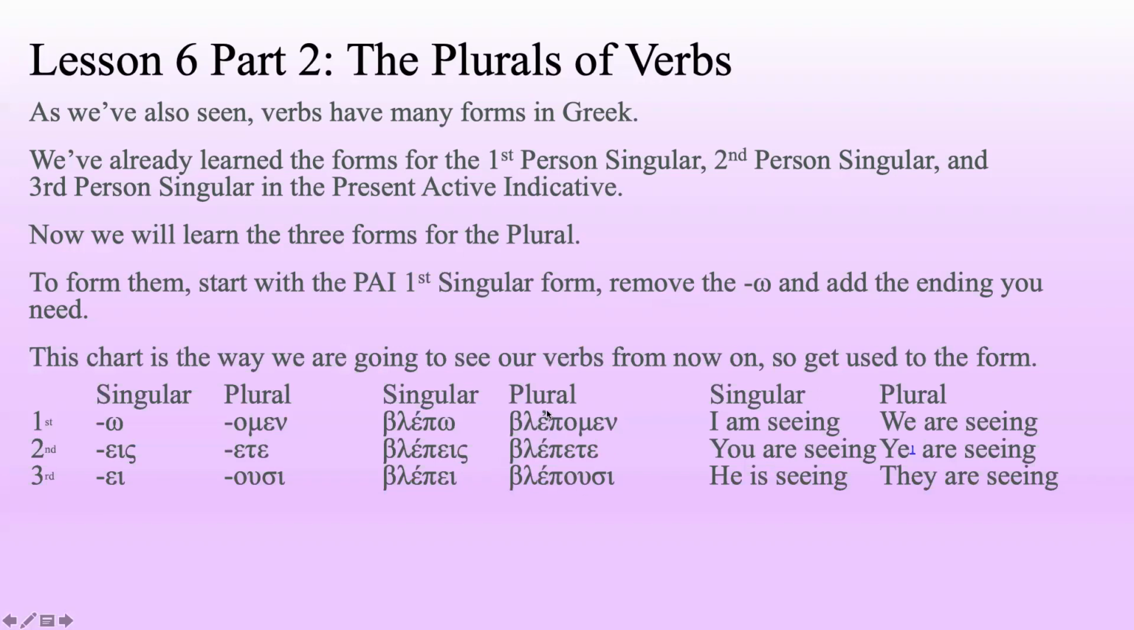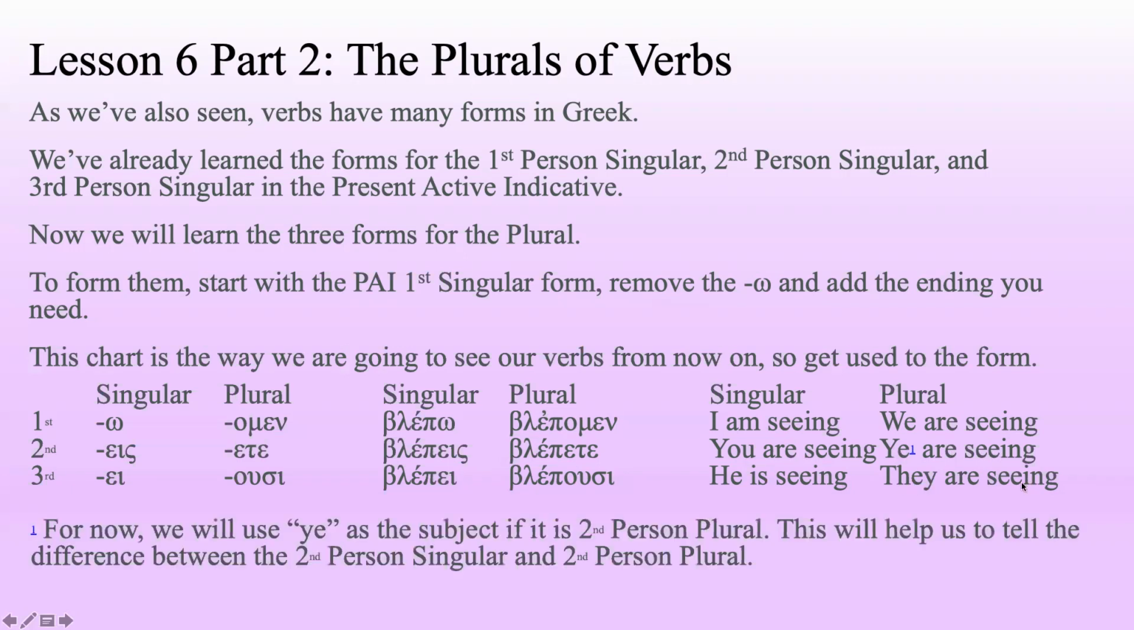And that's not supposed to be a breathing there. That's supposed to be an accent mark. So we see the omen ending, the ete ending, and the ousi ending. So if we're going to translate, that would be I am seeing, you are seeing, he is seeing, we are seeing, ye are seeing, they are seeing.